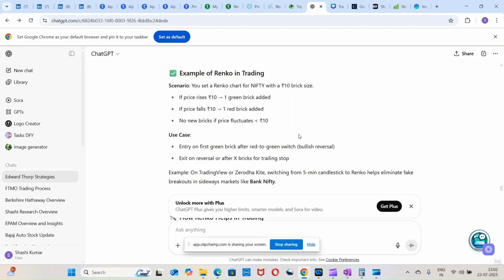Use cases: you can use this because it's easy to identify the trend and the direction of the market, and you're trading based only on price change. You can enter on the first green brick after a red to green switch. The market is completely red, retracement red, retracement red. Then you see two to three green bricks here. Then you can put a stop loss at the bottom and trade, considering it as a bullish reversal. And you can exit.